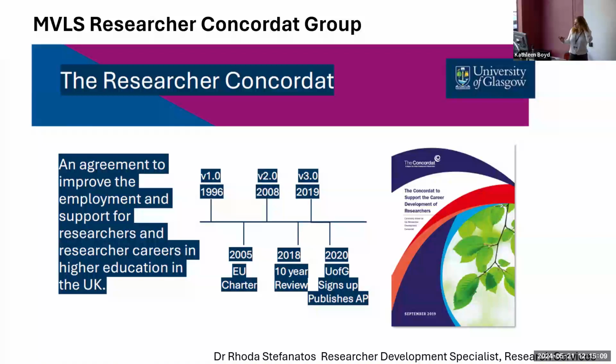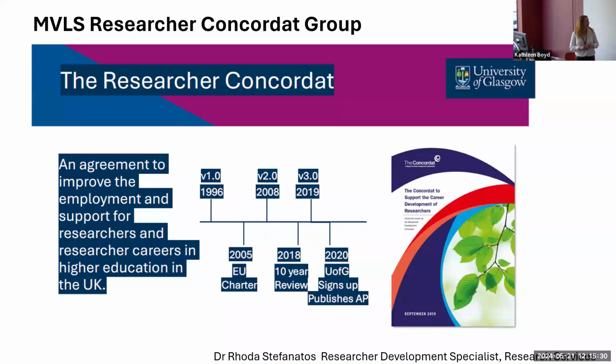I'm not going to dwell a huge amount on this, but it's just again to raise it because I suspect a lot of people may not even be familiar with this, that we have at the University of Glasgow a researcher concordat group, and we have the Research Concordat, which is essentially an agreement to improve employment and support for researchers and researcher careers in higher education. So this is a UK level thing. This is just a timeline of how it's developed.